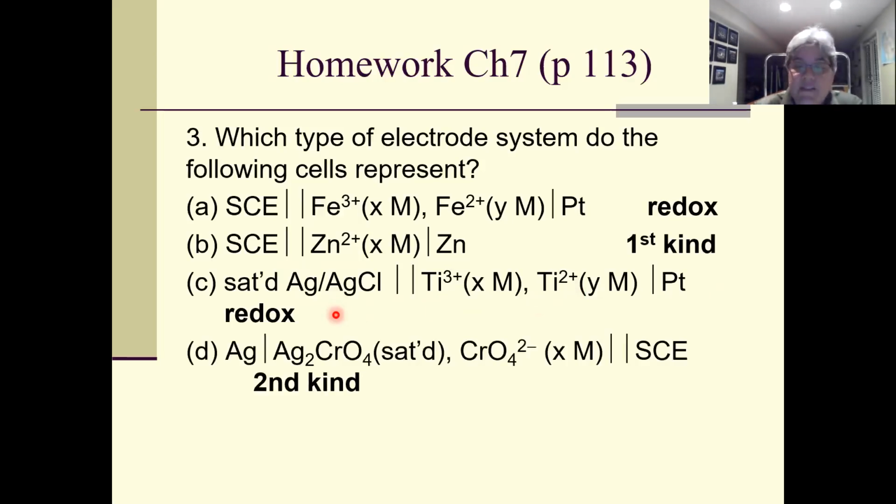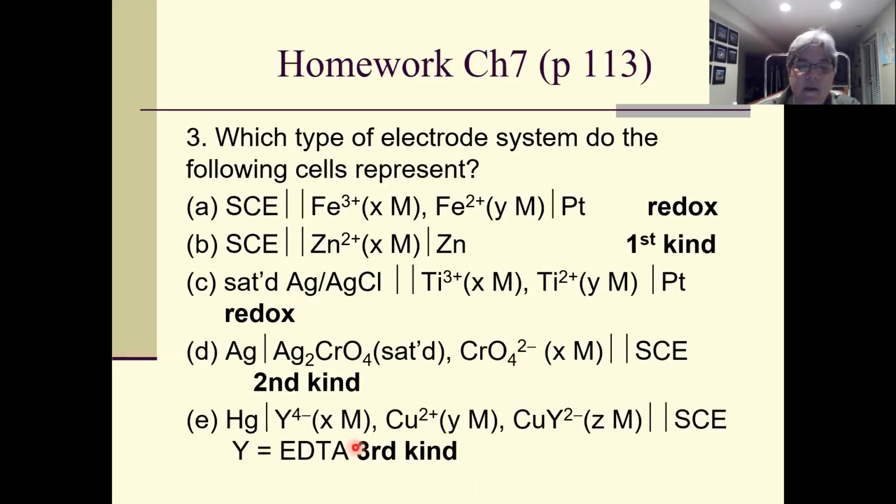D, this one's actually second. You have a metal responding to an anion from the salt. And then E, anytime you see EDTA and you've got 2 different metals and some other complexing agent, that will be third kind. Okay, and this one's unusual. Again, you're not going to see the third kind on a test or a quiz, so just kind of a hint there. The third kind will not be the answer.